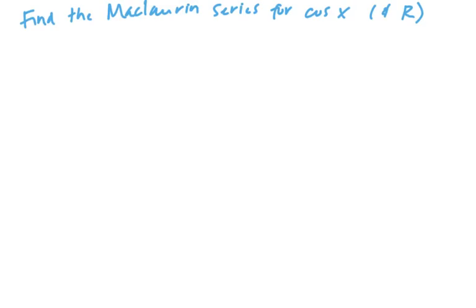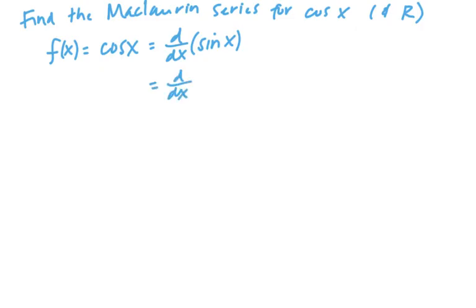So the next problem says, think about the Maclaurin series for cosine of x. So think about the fact that f of x of cosine of x really is equal to the derivative of sine of x, which is really awesome because we already know sine of x. Sine of x is that Maclaurin series we just did. So it says the sum from n equals 0 to infinity of negative 1 to the n x to the 2n plus 1 over 2n plus 1 factorial. Now that's the long way around. Let's look at it term by term.